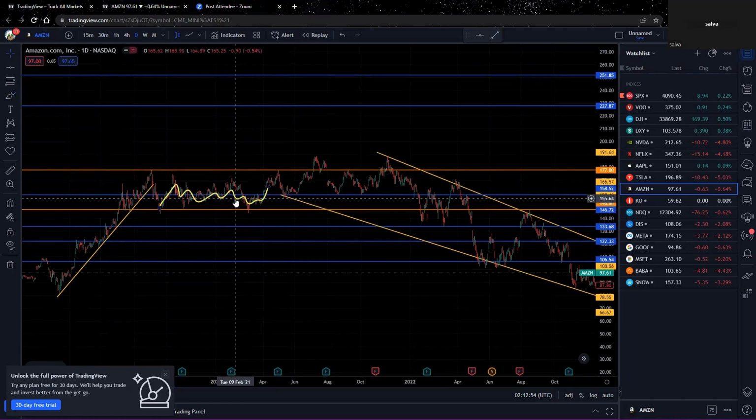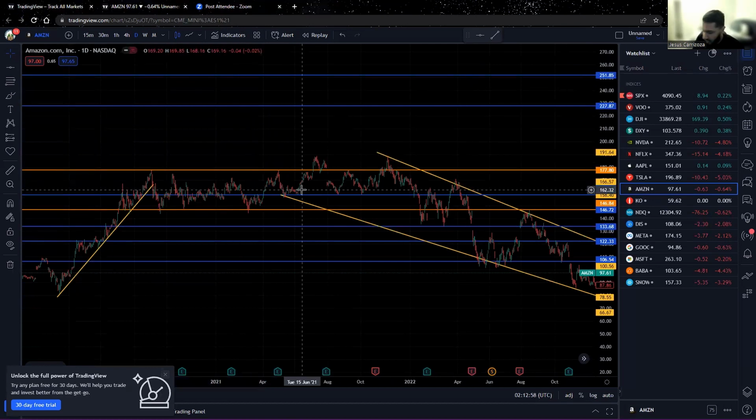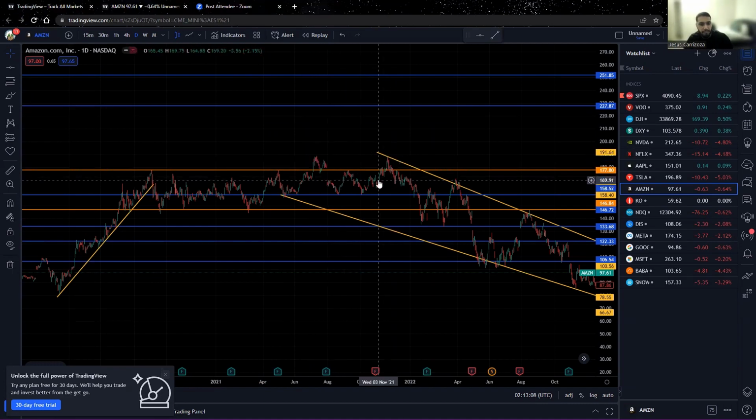Perfect. These little pops up here, one pop, two pops, are just false breakouts, right? Yeah, I see now. Yeah, this up here, right? Yeah, false breakout, false breakout. Okay, perfect, bro.